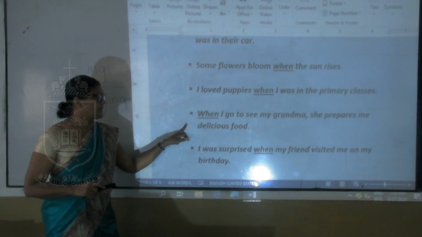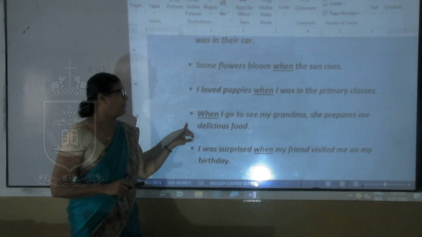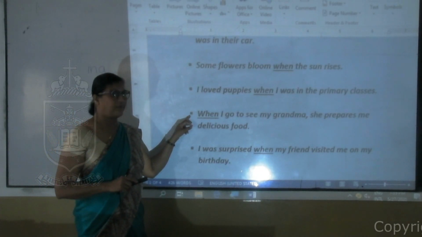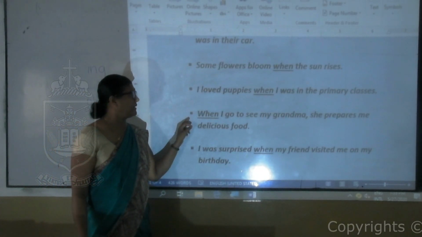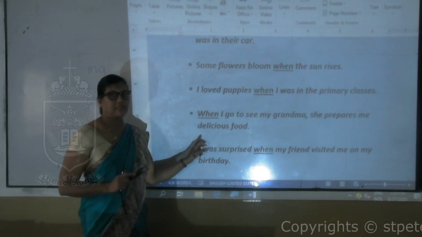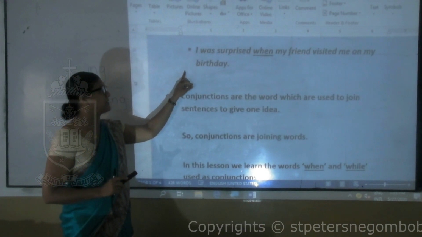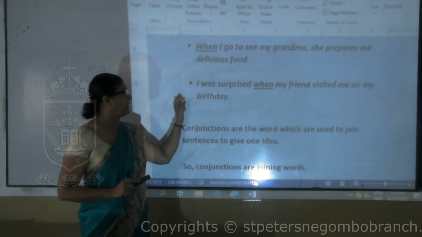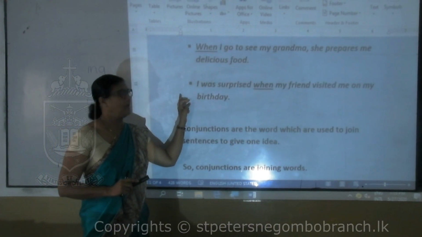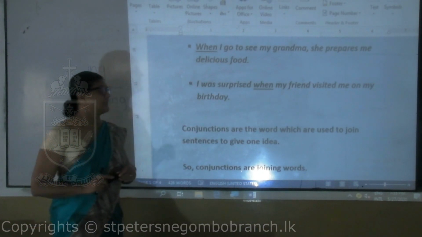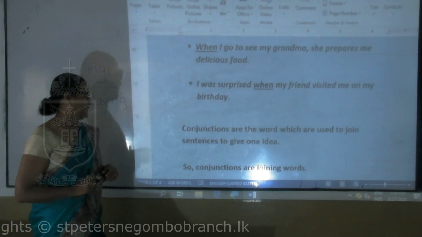When I go to see my grandma, whenever I go there, she prepares delicious food for me. I was surprised when my friend visited me on my birthday.